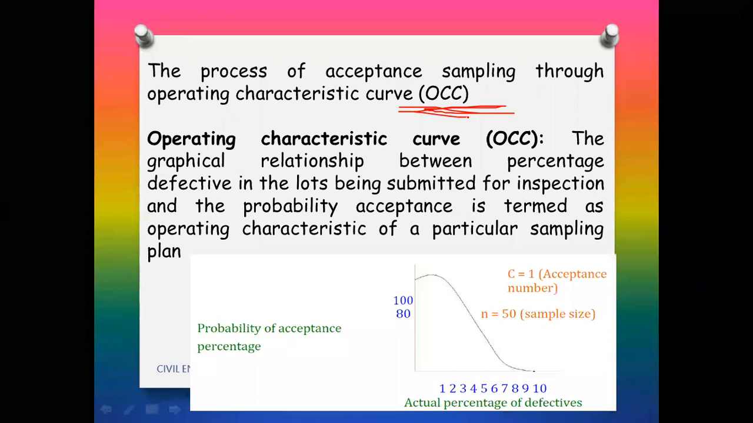So what are we saying here? It is a graphical relationship between the percentage defective, how much percentage of defective is submitted for the inspection.